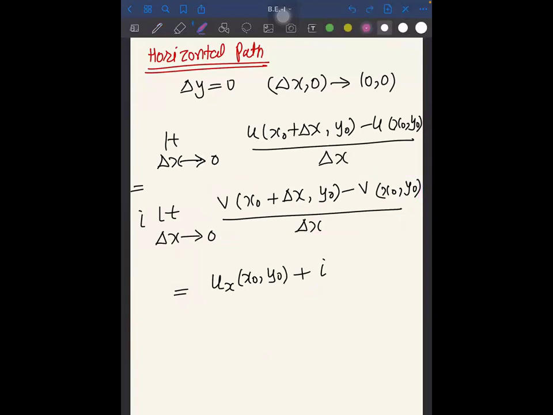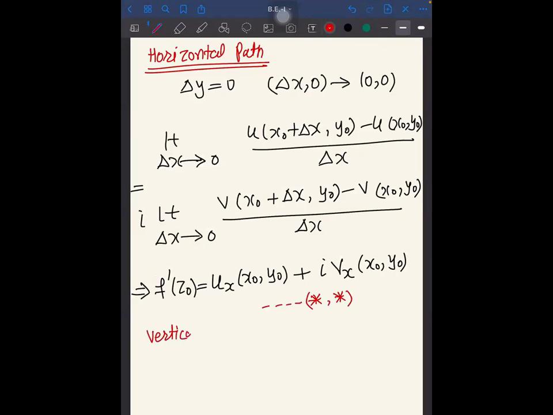Partial derivative of v with respect to x. This would be simply the partial derivative of v at the same point x naught, y naught, right? So from the horizontal path we conclude that f dash z naught is nothing but this thing. Okay, so f dash z naught should be equal to this. I'll call this double star, right? So now I'll choose the vertical path.